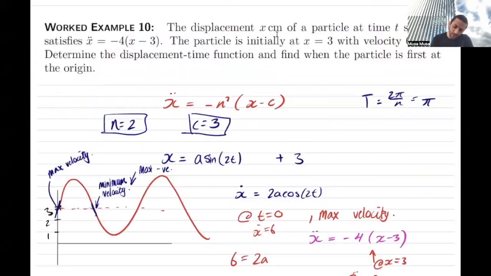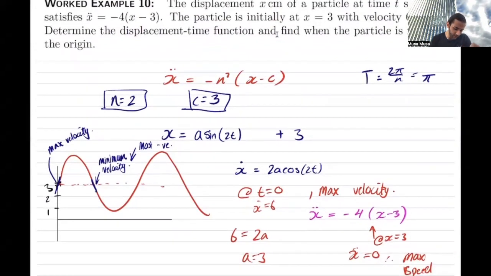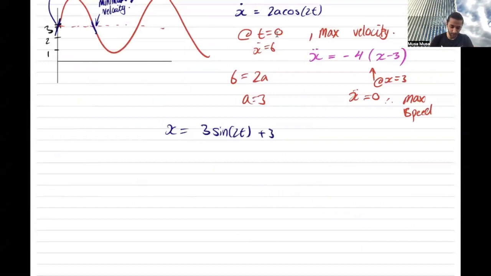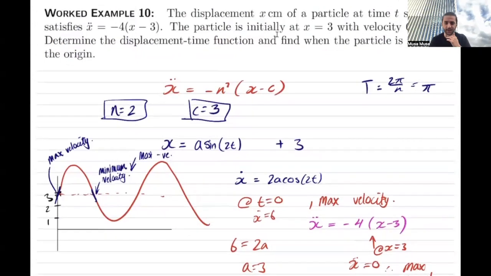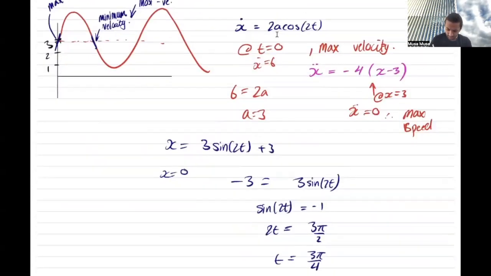And it's saying, when is the particle first at the origin? Okay, so let's just say x equals 0. Solving that, we get minus 3 equals 3 sine 2t. Dividing by 3, we get sine 2t equals negative 1. And the first time that you equal negative 1 on a sine curve is at 3 pi over 2. So 2t equals 3 pi over 2, which means t equals 3 pi over 4. And I think all the units for this were in seconds. So you'd say seconds.